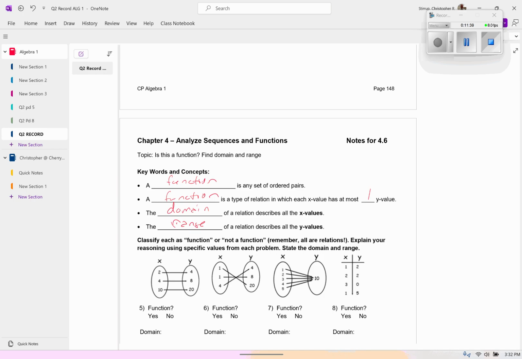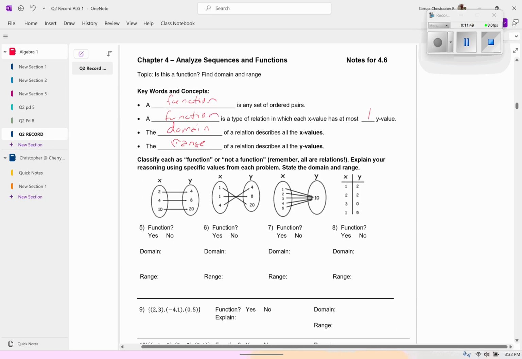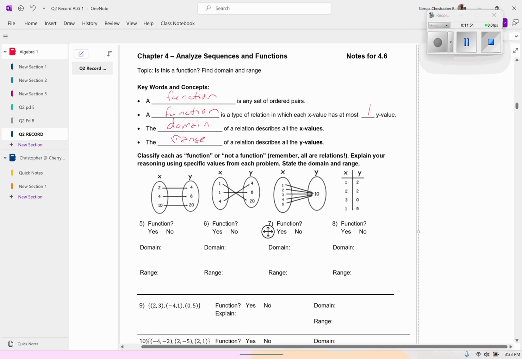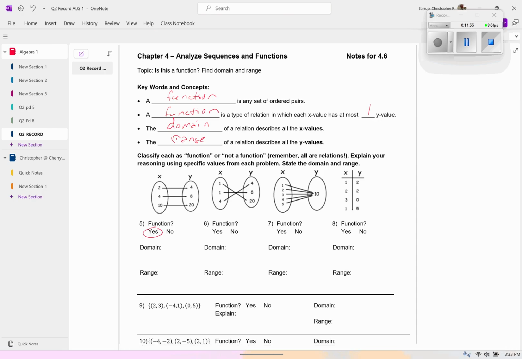So a function is basically all the graphs you've dealt with. A function can't have any extra y value. So when you look at this, we have 2 goes to 4, 4 goes to 8, 10 goes to 20. This is a function. Let's do the same thing here. 1 goes to 20, 1 goes to 8, 4 goes to 4.